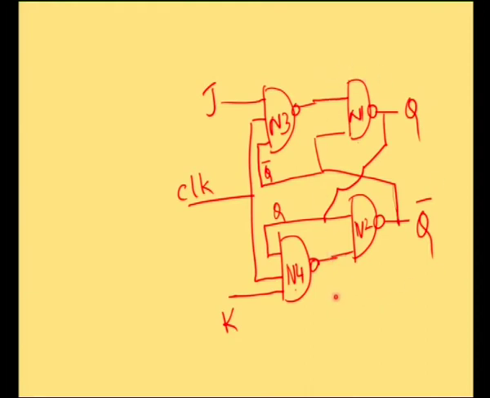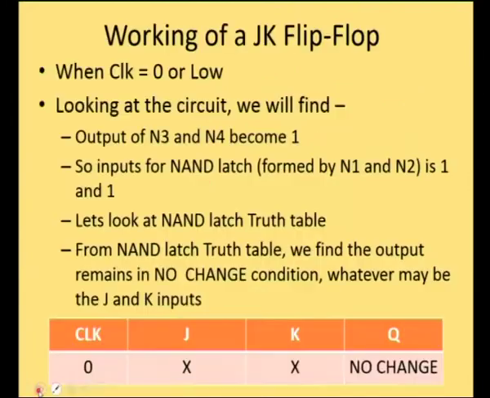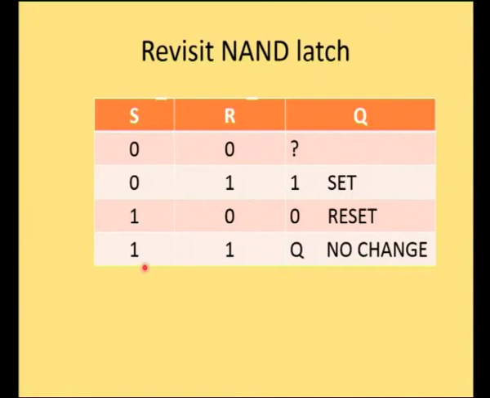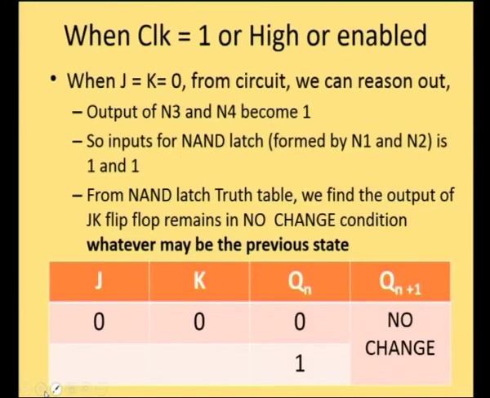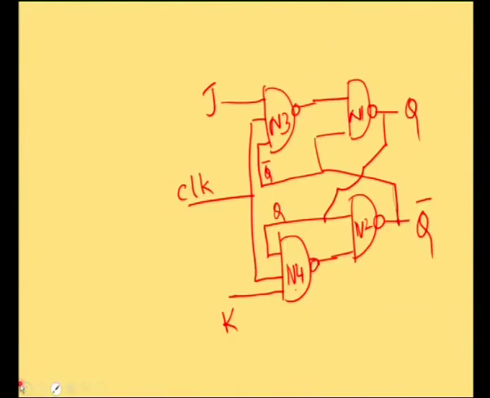And hence you have the latch here. For the latch, what are the inputs? 1 and 1. We have already seen that when 1 and 1 are the inputs of the NAND latch, there will not be any change. When clock equal to 1, J is equal to 0, K equal to 0, whether the earlier output is 0 or 1, it does not change. There is no change in the flip-flop output. Here you have the circuit. What is going to happen?